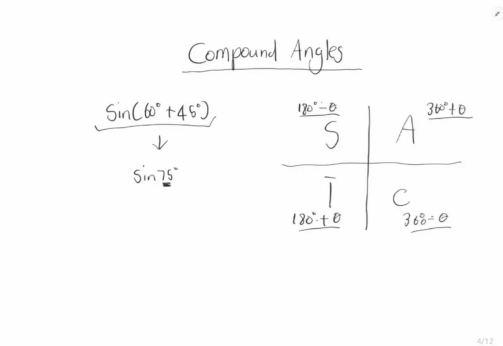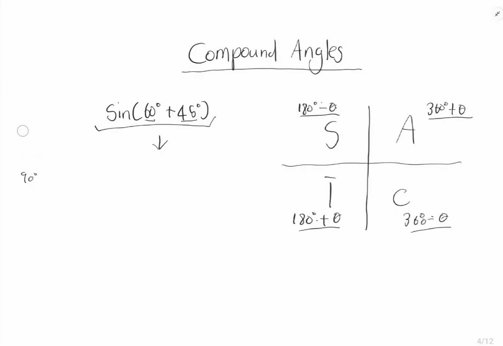But wait. On these special angles, we know that special angles are 0, 30, 45, 60, and 90 degrees, right? They are special angles indeed. But because it's in this form, how are we going to simplify it? How are we going to evaluate it?